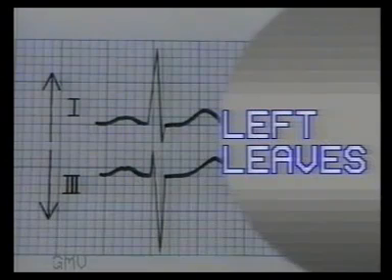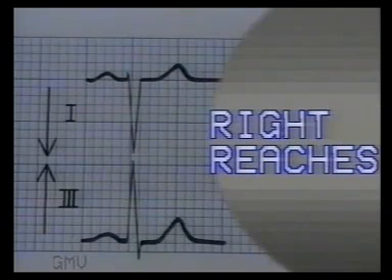To avoid confusion, remember a simple mnemonic: left leaves and right reaches. Imagine lead 1 above and lead 3 below. The QRS complexes seem to leave one another in left axis deviation, that is left leaves, and QRS complexes seem to reach each other in right axis deviation, that is right reaches.